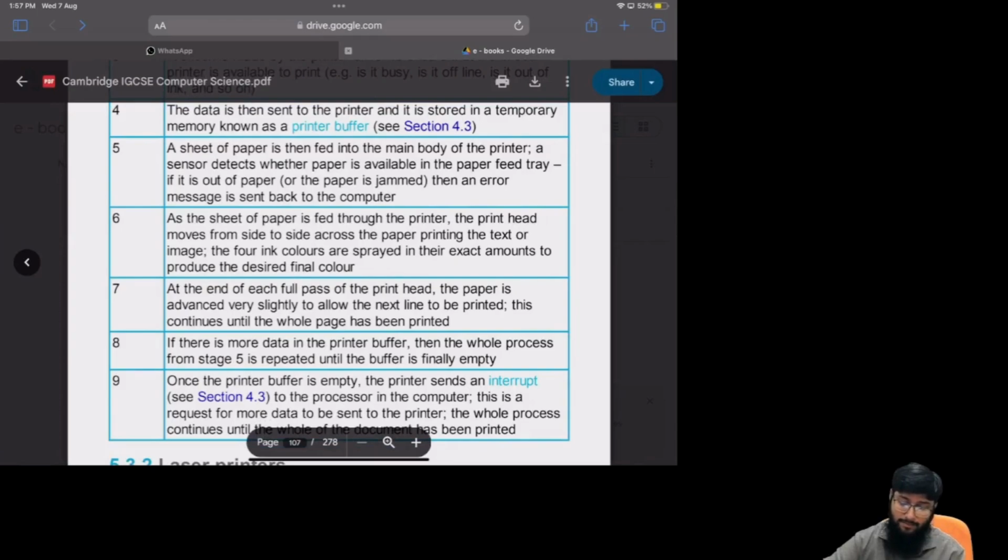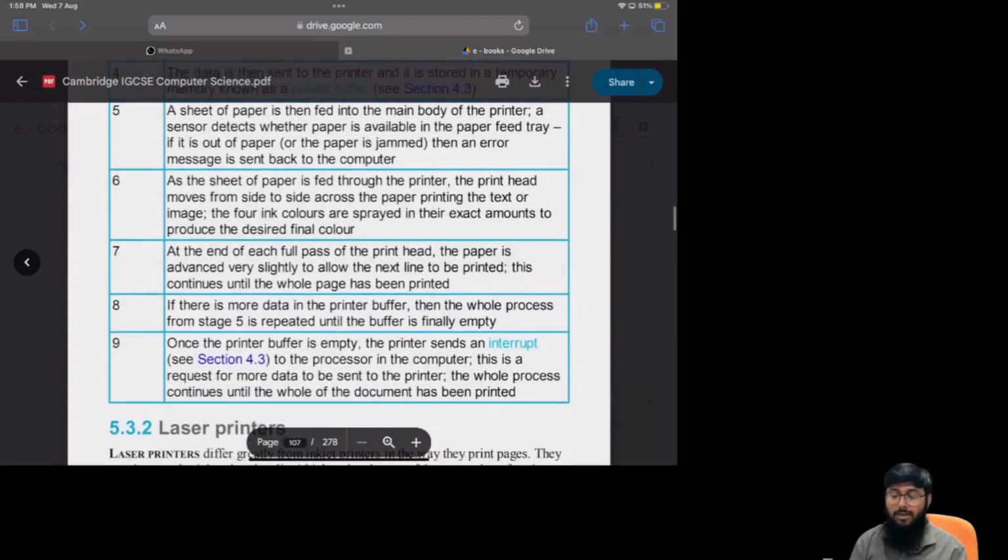So they are saying once the printer buffer is empty, the printer sends an interrupt, that means a special type of signal, asking the microprocessor for more data in the computer. This is a request for more data to be sent to the printer. The whole process continues until the document has been printed. So this was the working of an inkjet printer.